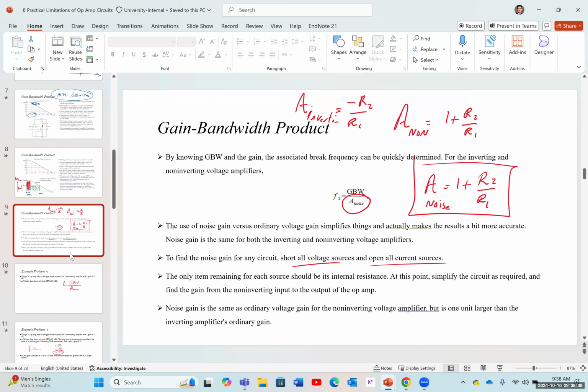Regardless of the type of op amp that we use, if it's inverting or non-inverting, A noise would be the same in both, but their voltage gain would be different. For an inverting op amp, it's negative RF over RI, and for a non-inverting, it's 1 plus RF over RI. For a non-inverting op amp, A noise is equal to the voltage gain, but for an inverting op amp, it's different.